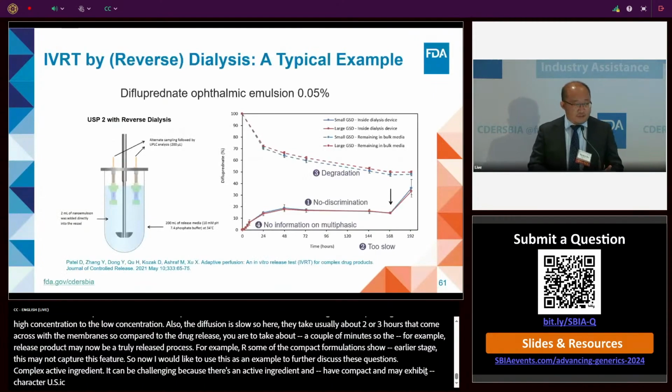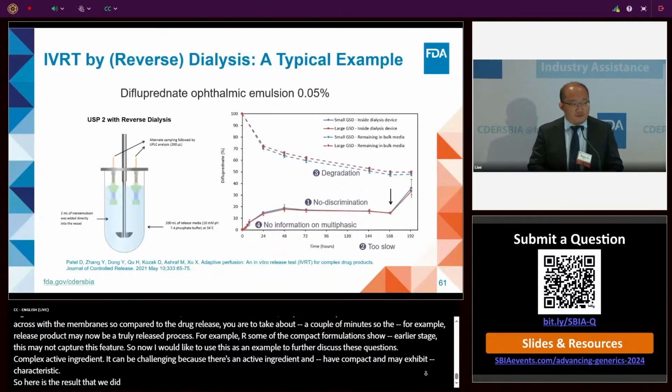So here is the result that we did, where we used reverse dialysis as the IVRT method to measure the in vitro release behavior for difluprednate ophthalmic emulsions. The result on the right shows that in these studies we tested two different formulations with different globule size distributions. On the left side, you can see no discrimination was observed between these formulations in terms of the release profile, and also no multiphasic behavior was observed.